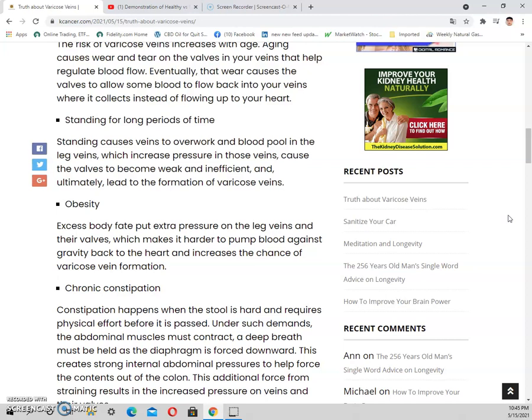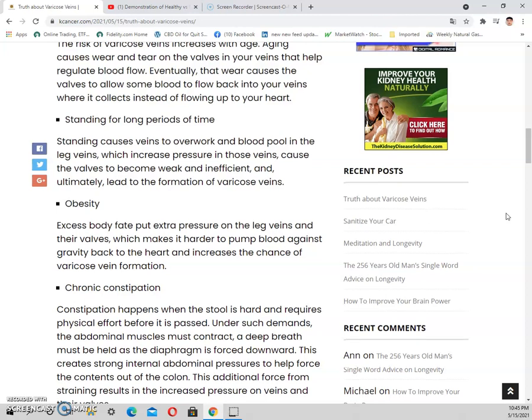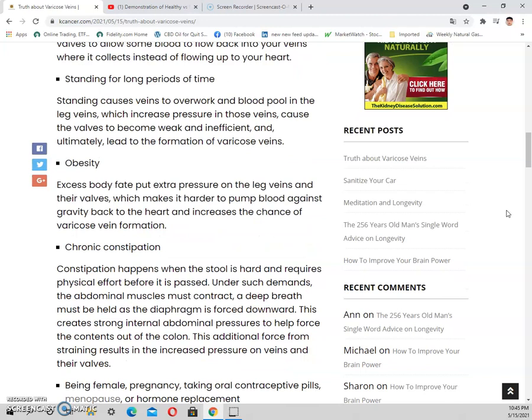When you stand for a long time, because of gravity, the blood forces your veins to do much more work. The same applies to obesity and chronic constipation. They also put huge pressure on the veins. So if you have such a case, this is where you can learn something to try to prevent this from happening.